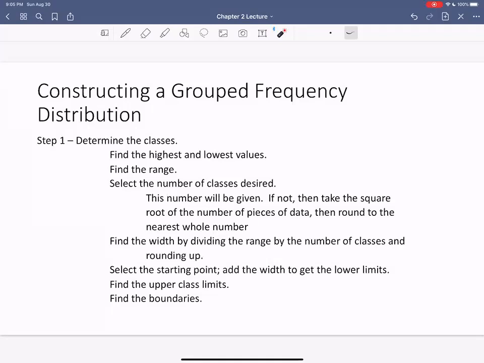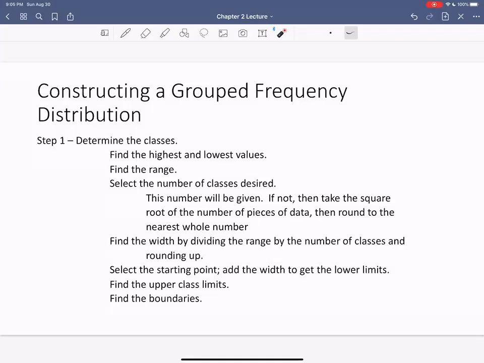So next, you find the width by dividing the range by the number of classes and rounding up. All right, and I'll show you here how to do that. And then select the starting points. You have to know how to get the lower limits, and then you find the upper class limits, and then you find the boundaries. That's all before you even start to build your table.